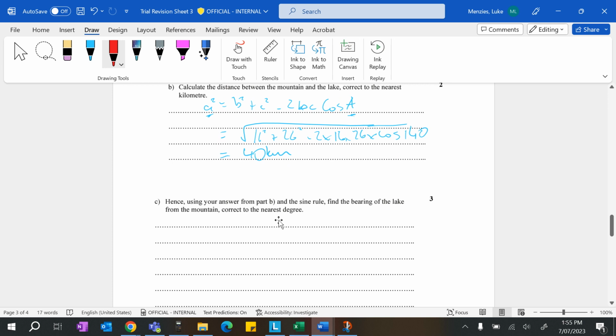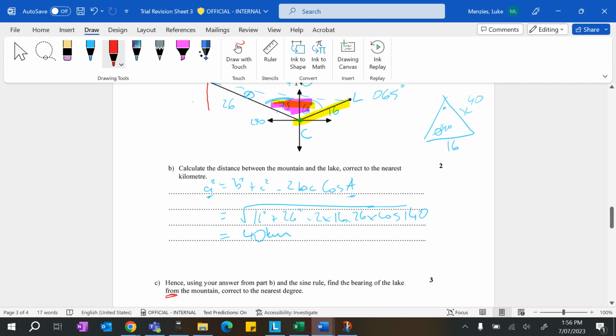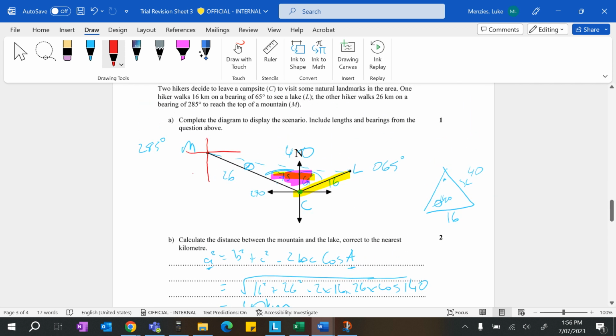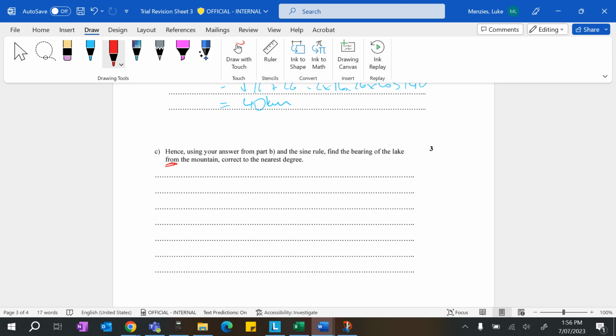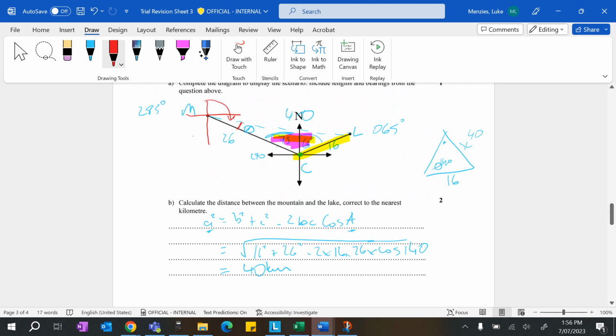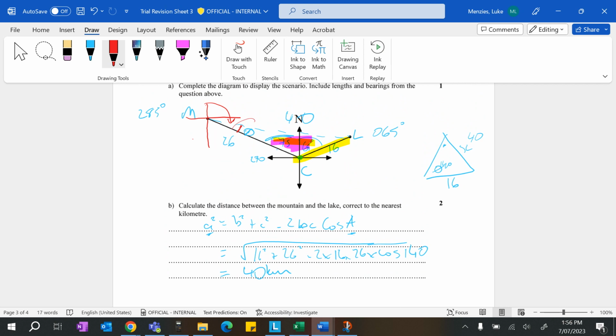Find the bearing of the lake from the mountain. So what we're trying to do is find, from the mountain, that angle there, all the way around. Now we just found in the last question this part. I'm going to use sine rule to find theta first. Once I find this theta, this angle here, I'm going to use this angle here as well.